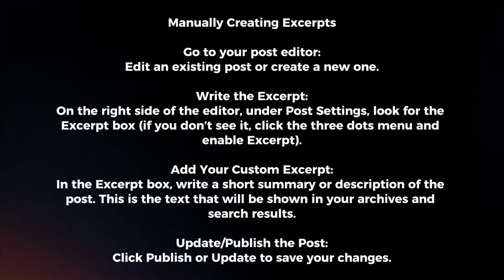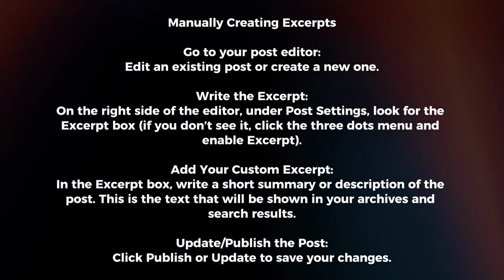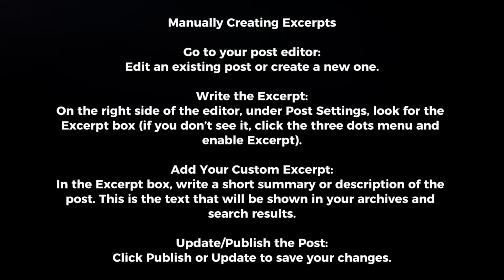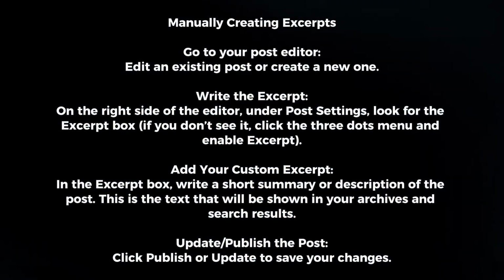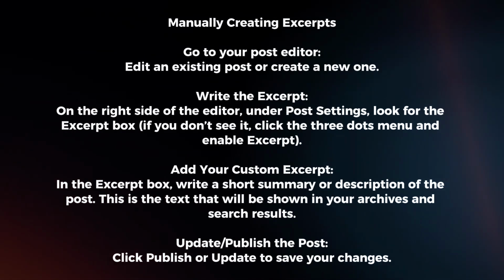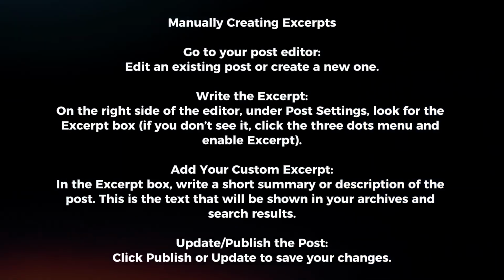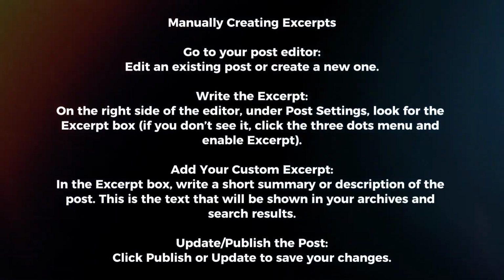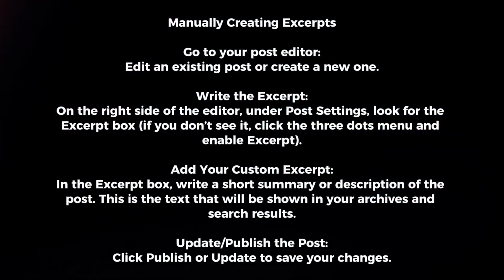Manually creating excerpts. Go to your post editor. Edit an existing post or create a new one. Write the excerpt. On the right side of the editor, under Post Settings, look for the Excerpt box. Add your custom excerpt. In the excerpt box, write a short summary or description of the post. This is the text that will be shown in your archives and search results.